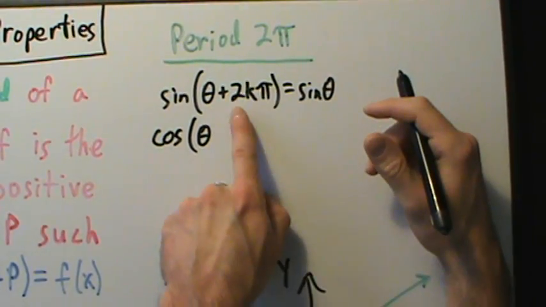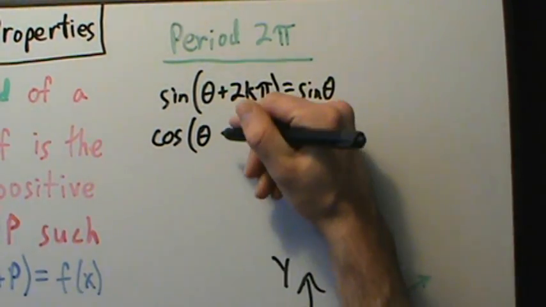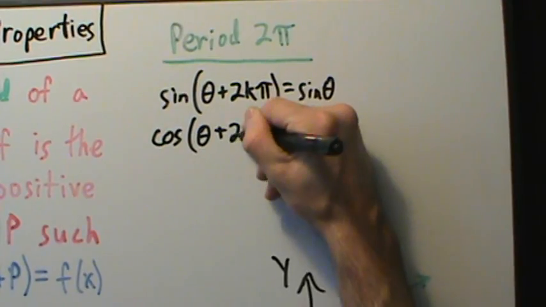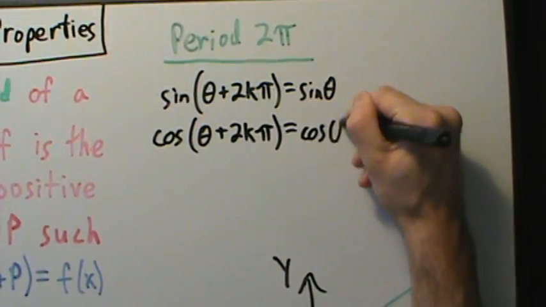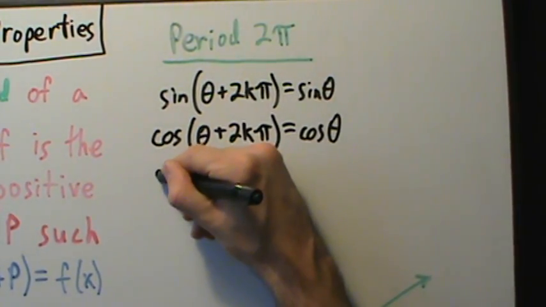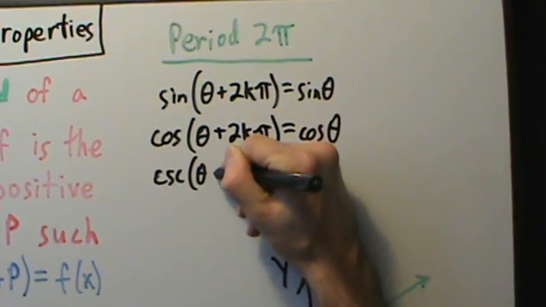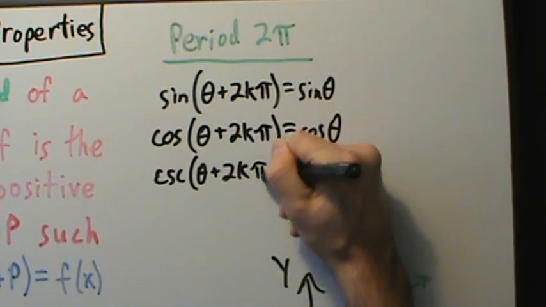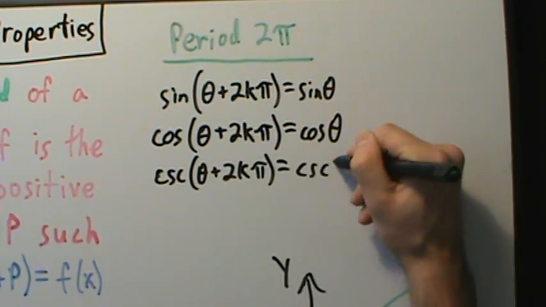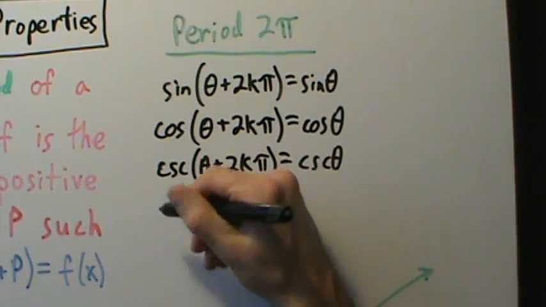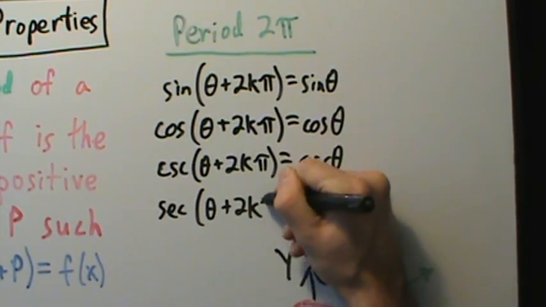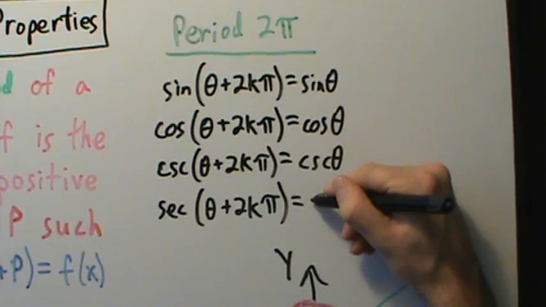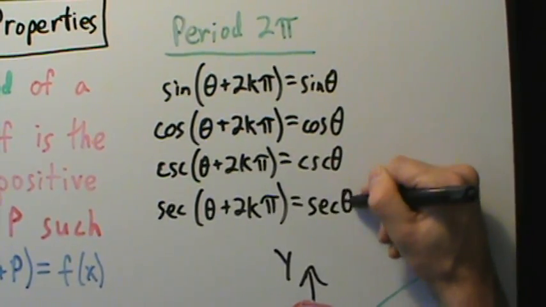So this just gives you any coterminal angle, basically. Okay, so cosine of theta plus 2k pi equals cosine of theta. Cosecant of theta plus 2k pi equals cosecant of theta. And secant of theta plus 2k pi equals secant of theta. Okay.